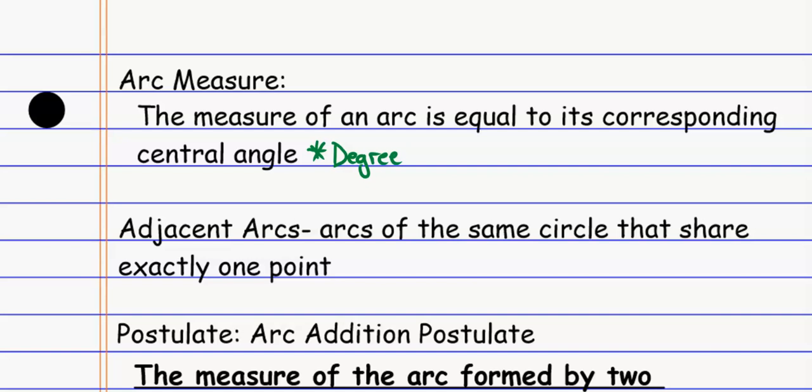But for right now, we're just talking about the measurement of the arc in terms of degrees, which means it just matches up with the corresponding central angle. So it's the same as whatever central angle we're talking about. All right. Likewise, adjacent arcs are just arcs that share one point on the circle. And so they're on the same circle and they share that one point. Basically, they're connected. They're arcs that are right next to each other.